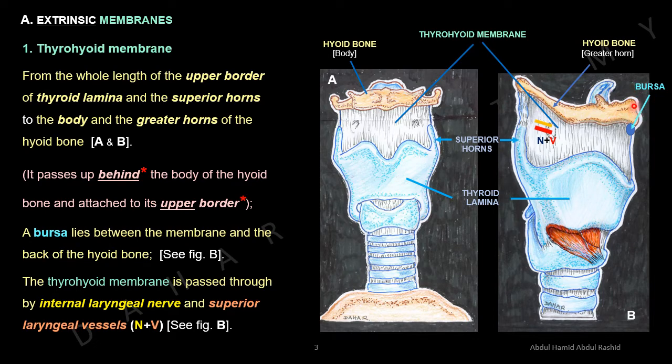So between the body of the hyoid bone and the membrane, there is a bursa present here. If you see the thyroid membrane, a little opening is there. This opening is passed through by the internal laryngeal nerve and the superior laryngeal vessels. That means the artery and veins will go through this opening of the thyroid membrane.